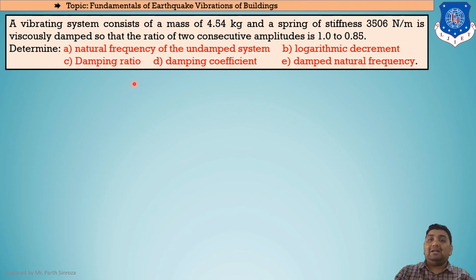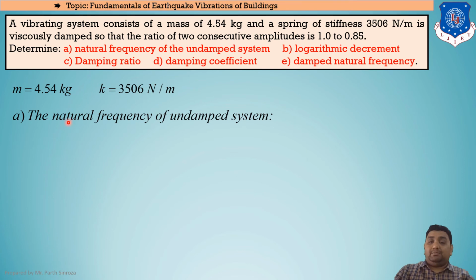We will be starting with our given data. As we can see here, mass is given in the question. Mass is 4.54 kg. The stiffness is given to be k equal to 3506 Newton per meter, and we have been asked to find 5 cases. So we'll start with the first one, that is the natural frequency of the undamped system. For finding the natural frequency, first we'll find the angular frequency.